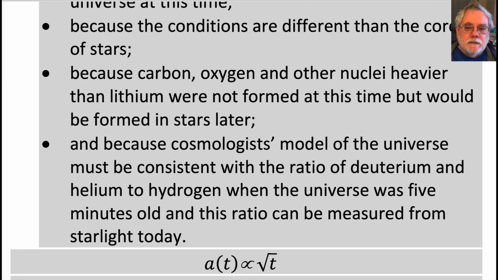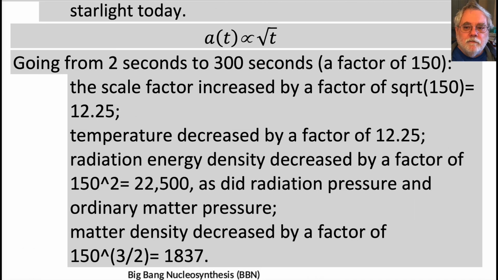Energy density was dominated by radiation, and the scale factor was proportional to the square root of the time since the Big Bang in this period. Going from 2 seconds to 300 seconds, a factor of 150, the scale factor increased by a factor of square root of 150 equals 12.25. Temperature decreased by a factor of 12.25.